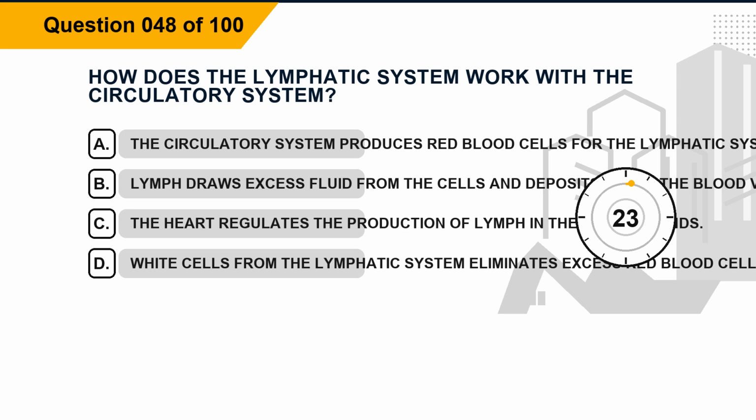Question 48. How does the lymphatic system work with the circulatory system? Option A. The circulatory system produces red blood cells for the lymphatic system. Option B. Lymph draws excess fluid from the cells and deposits it into the blood vessels. Option C. The heart regulates the production of lymph in the lymph glands. Option D. White cells from the lymphatic system eliminate excess red blood cells.